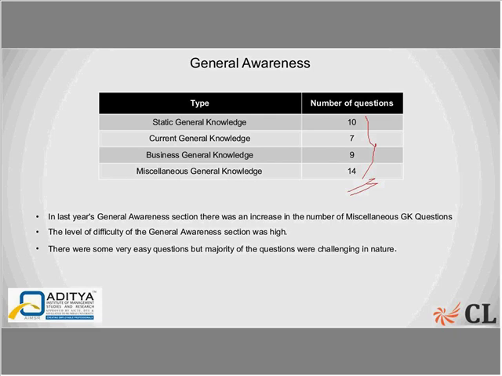Why do they struggle? Because general awareness in general is a weak area for most of the students who are preparing for MBA because of not having the habit of reading the newspapers.